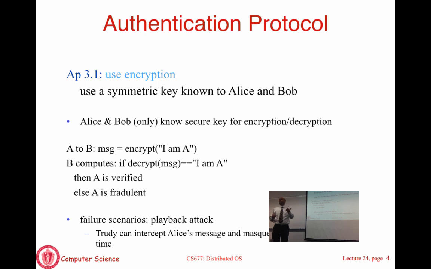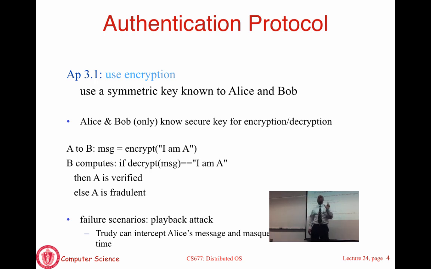Encryption allows you to take some message, apply a key and a function, and it gives you a scrambled or encrypted version of the message. Then you can use the same key to recover the original message, or decrypt the message. So only Alice and Bob know the secret key. So here is a new authentication protocol where Alice sends a message to Bob saying, I am Alice, which is encrypted. Bob can now decrypt this message, and what you see in the message is I am Alice.